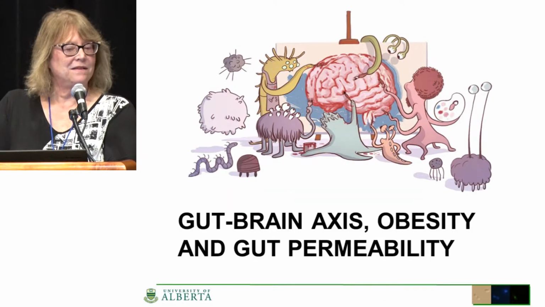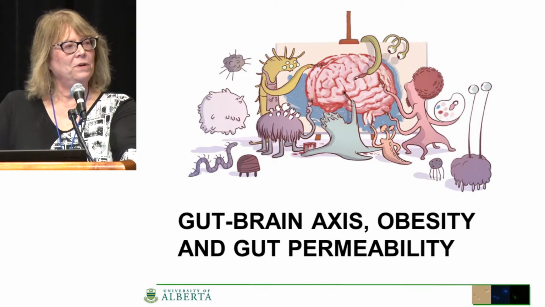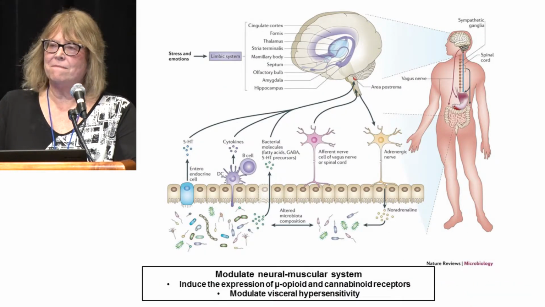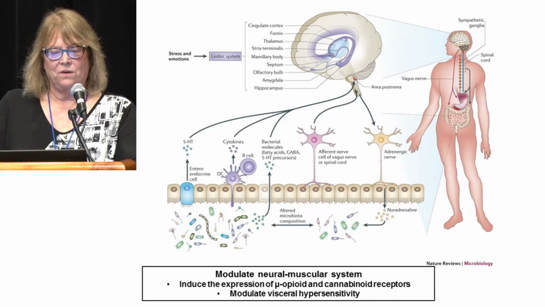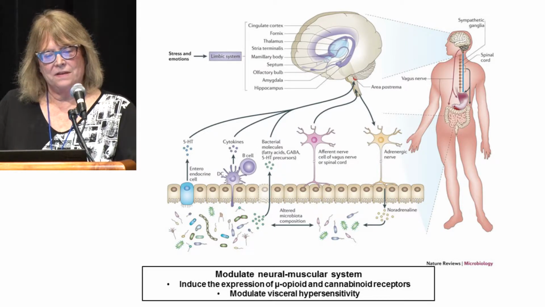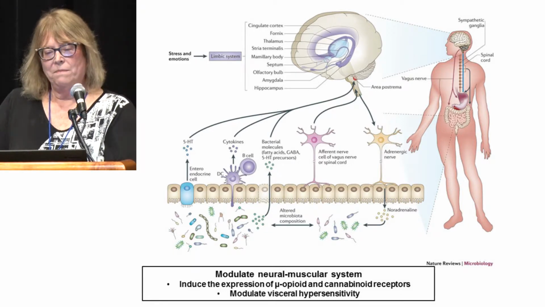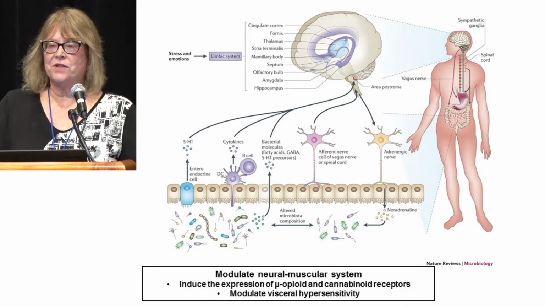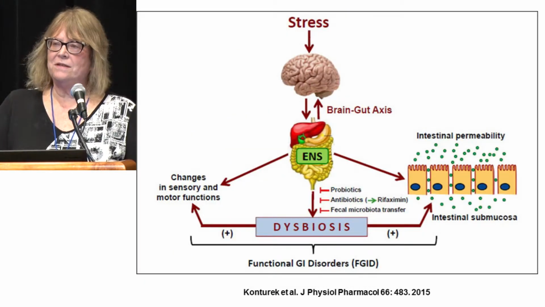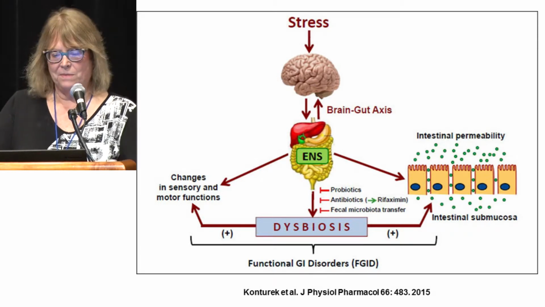Okay, what about the gut-brain axis, obesity, and gut permeability? We know gut microbes can communicate with the brain in a lot of different ways, through the release of metabolites like GABA and serotonin. Cytokines can act on the brain. Serotonin is produced by enteroendocrine cells. And when you're under stress, that alters the enteric nervous system and increases gut permeability, letting in LPS and driving systemic inflammation.